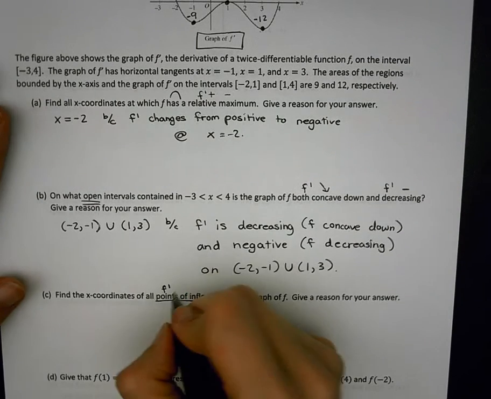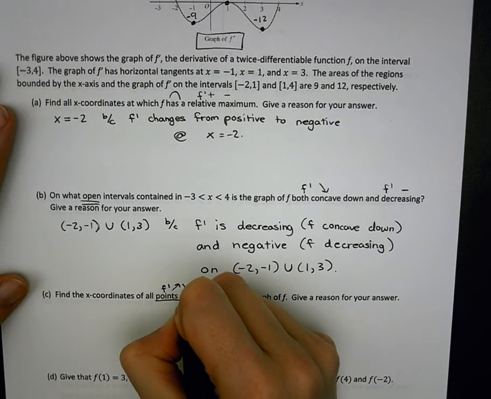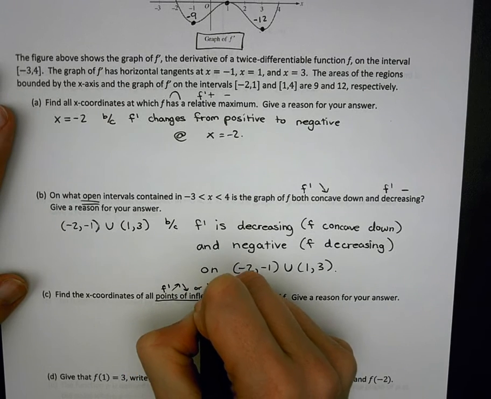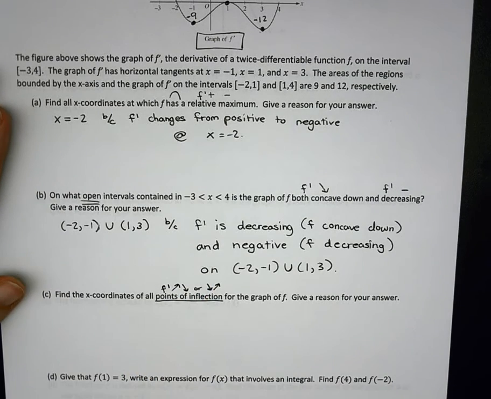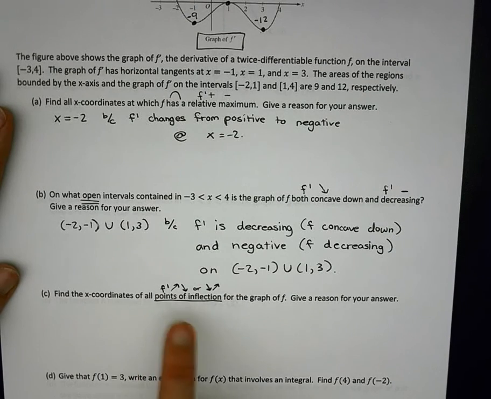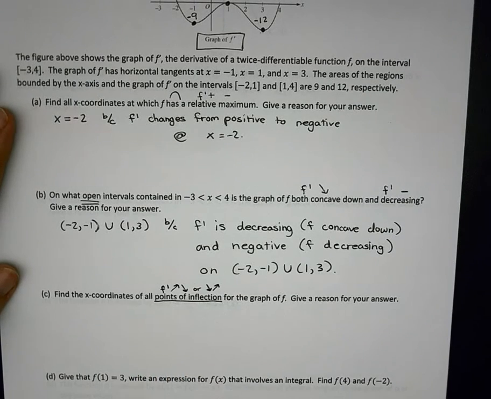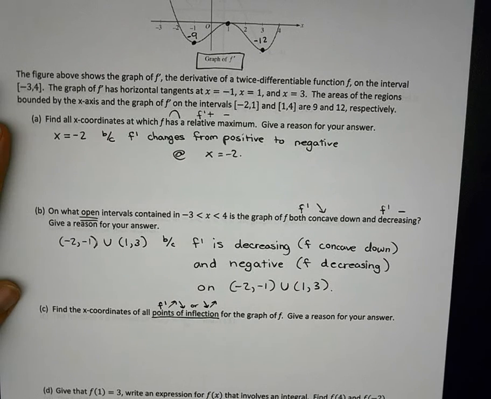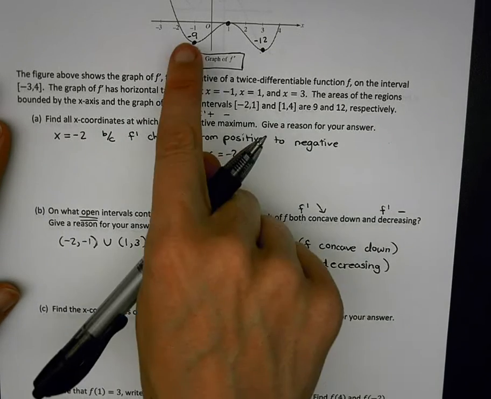F prime is changing from increasing to decreasing or decreasing to increasing. So at what x coordinates is f prime changing from increasing to decreasing or decreasing to increasing? Okay, well, it'd be at -1, 1, and 3.